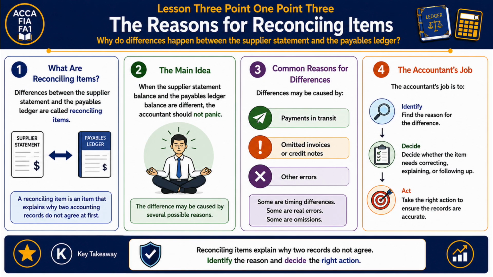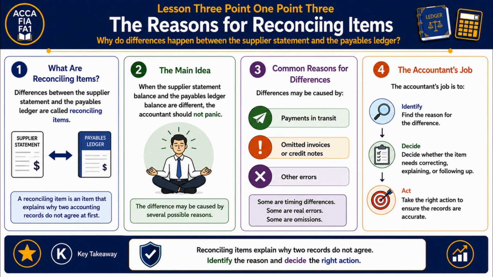Now we are studying Lesson 3.1.3, the reasons for reconciling items. In the previous lesson, we learned how to compare a supplier statement with the Payables Ledger account. We also learned that sometimes the two balances do not agree. Now we ask an important question. Why do differences happen between the supplier statement and the business's payables ledger?